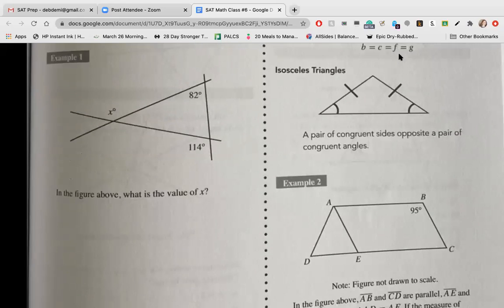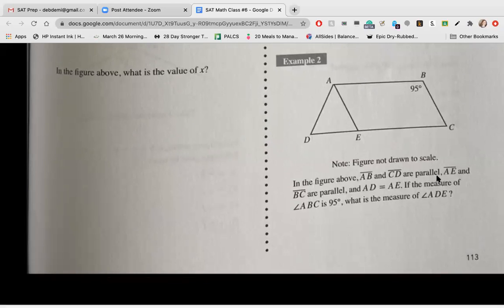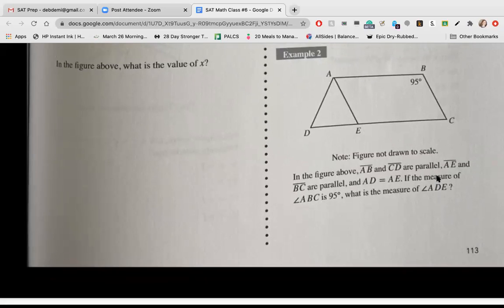And this is a big one, isosceles triangles: the angles opposite congruent sides are congruent. So check this one out. This one is taking us a little bit further. Make sure when you take the SAT, you can write right in your book. So you just want to mark it up as much as you can. The first thing I'm going to do is go and mark it up.